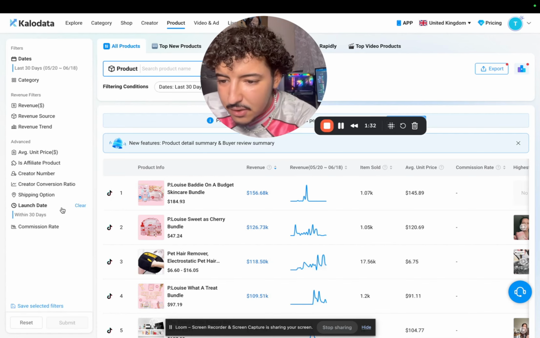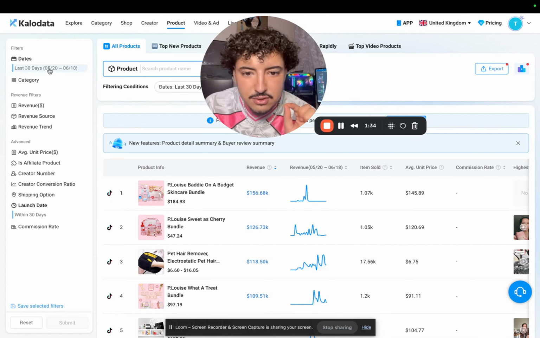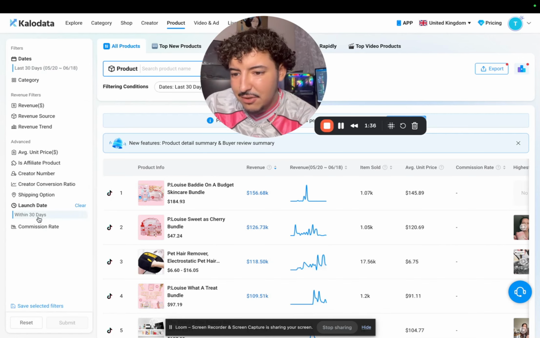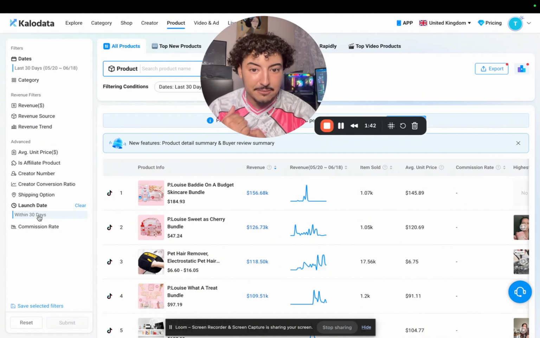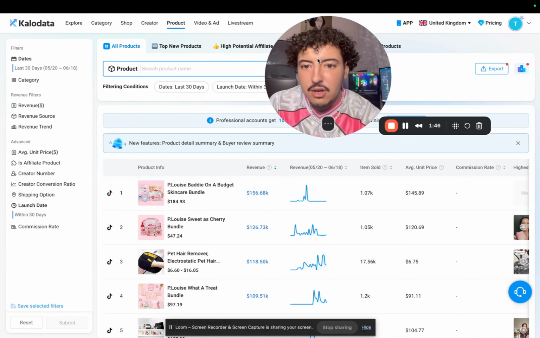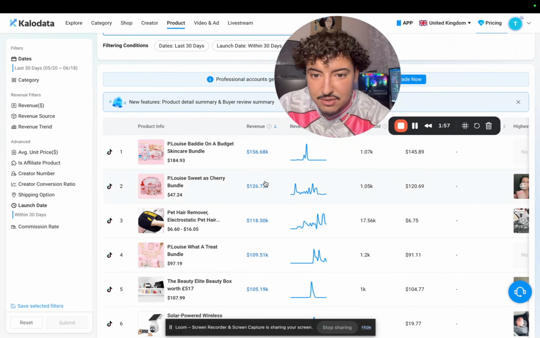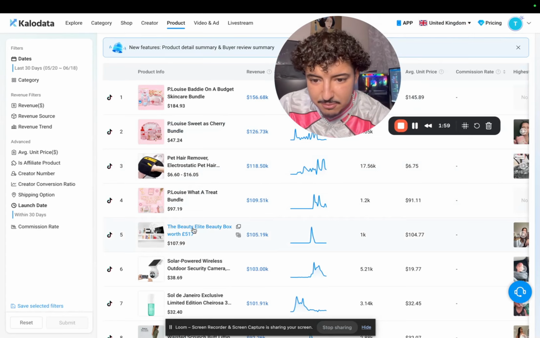But anyway, so look, two filters on. This one's automatically on, but we want to have see launch date within 30 days. What this means is that we're seeing products that are currently doing well. It's only been 30 days since they've been doing this well. So as we scroll, we see different products.